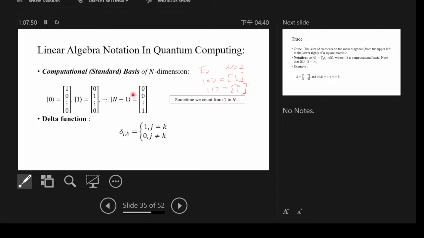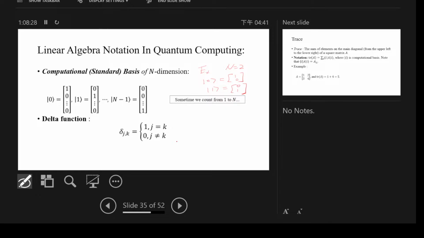Then another notation, which is not really quantum computing and not even linear algebra, but we'll use it a lot in this course, is the delta function notation, delta jk. Delta jk is basically a function of two inputs, j and k, which are usually integers, and delta jk is 1 if j equals k, and 0 if j does not equal k.